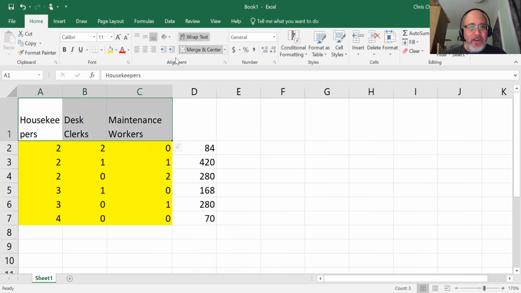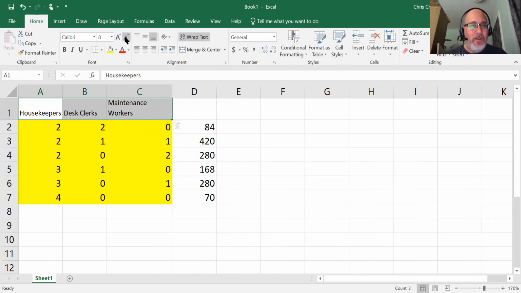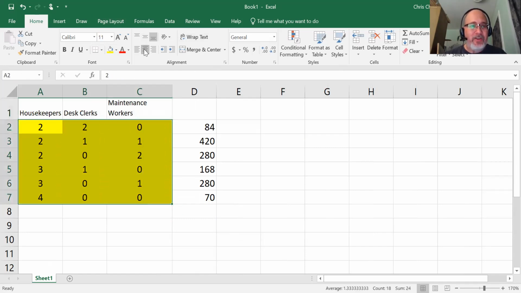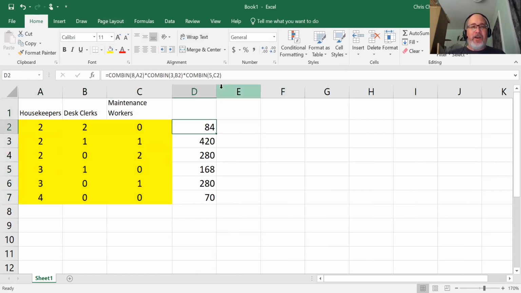All right, let's take the font size down. Again, I'm just doing some formatting issues that really aren't that important right now, but just want to show you what's going on here. We'll center those to make it easier to see. And then in each one of them, I typed how to do the combinations.